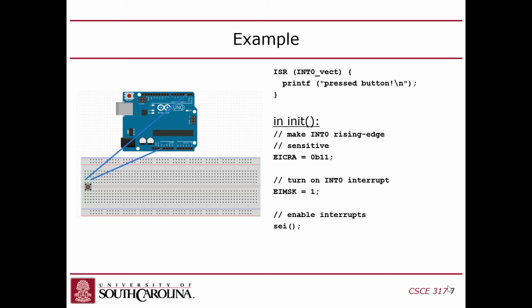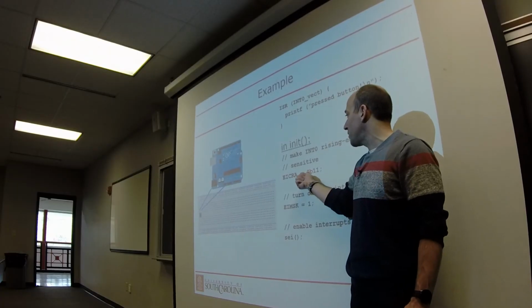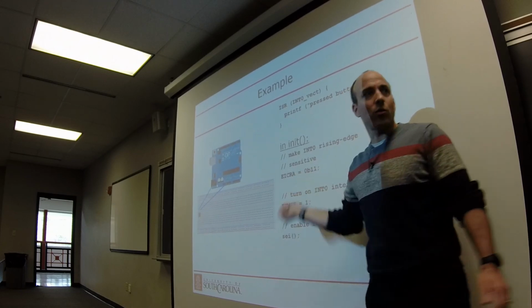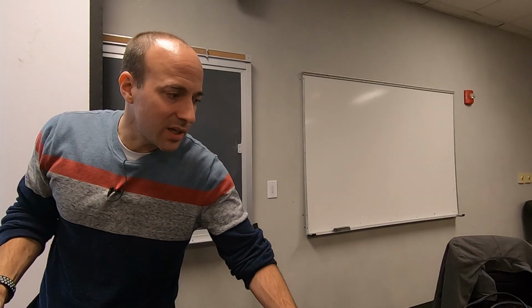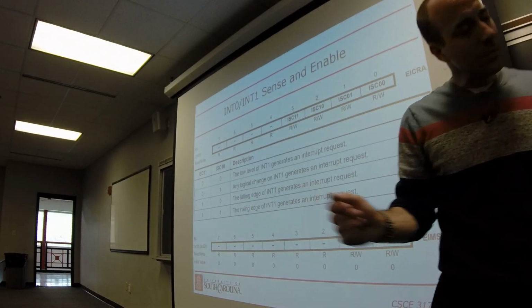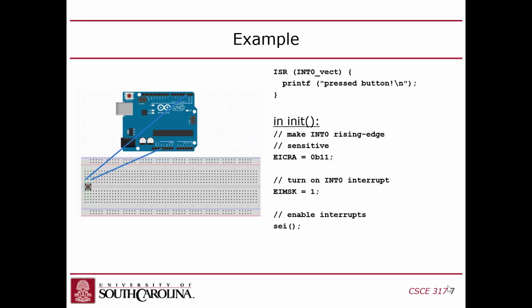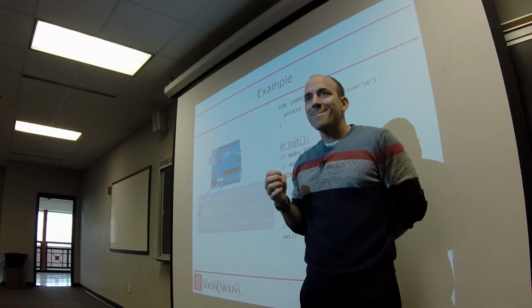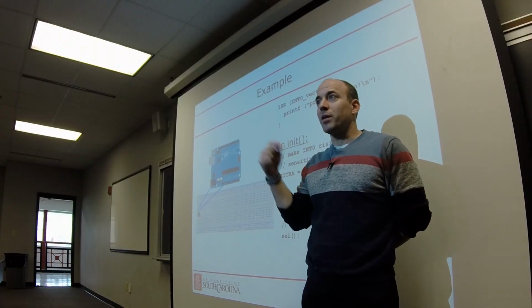And then I set up EICRA to be 1, 1, and this is how you specify binary in C, by the way. You put 0B as a prefix, and then 1, 1. That makes it a binary constant. 1, 1 corresponds to the rising edge. So then I enabled the interrupt 0 with EI mask, and I enabled global interrupts, and then I looked up in the header file, and I found out that the handler name is int0_vect, and then I wrote, it just prints pressed button, right? So whenever I push the button, it would print pressed button.